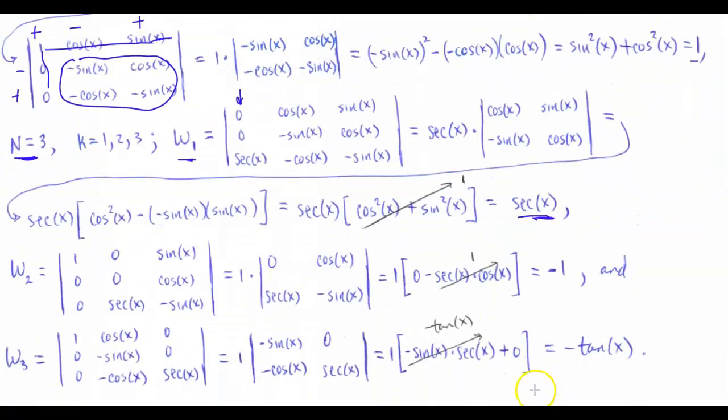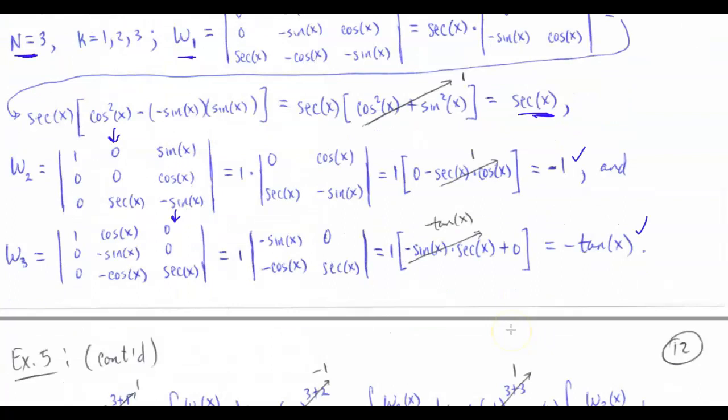When I do the other 2, of course, you see here, this is the row that gets replaced with 0, 0 secant. And for the Wronskian sub 3, the third row is the one that gets replaced with 0, 0 secant. Everything else about the Wronskian determinant would be the same. And of course, I get -1 for the Wronskian sub 2 and negative tangent x for Wronskian sub 3.